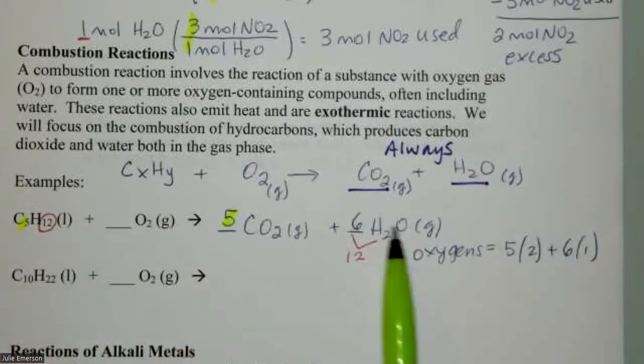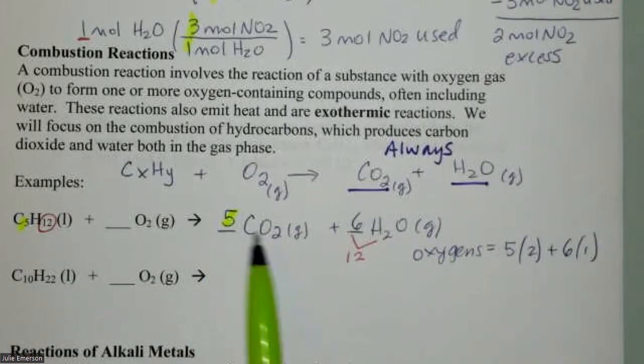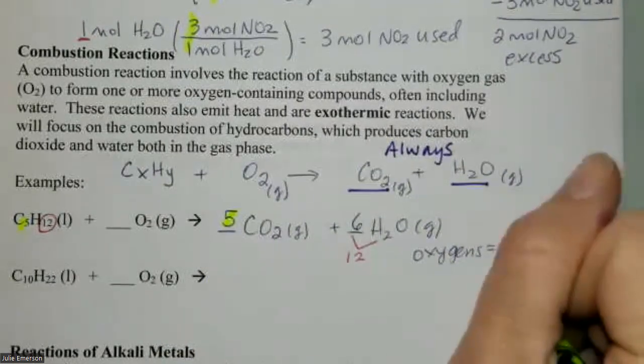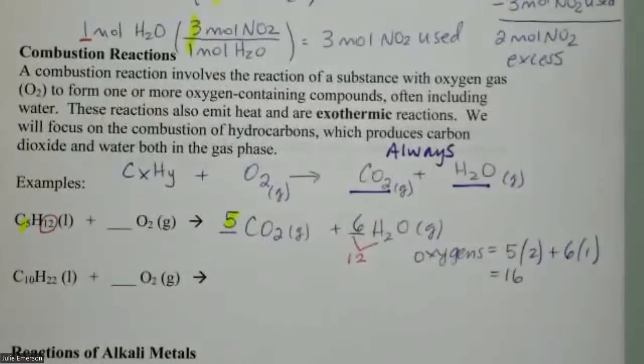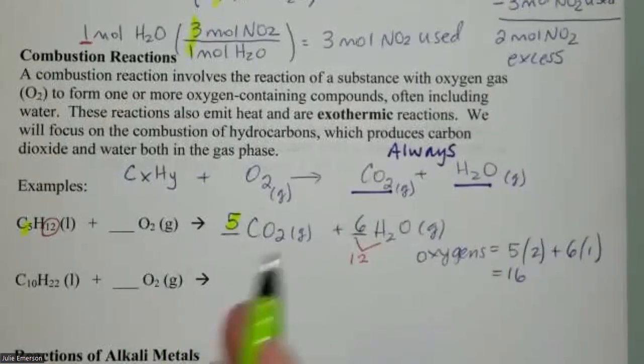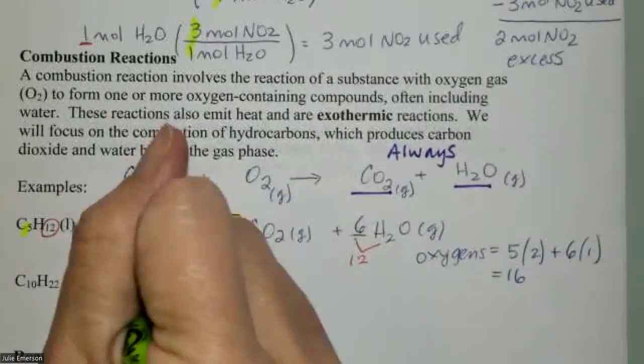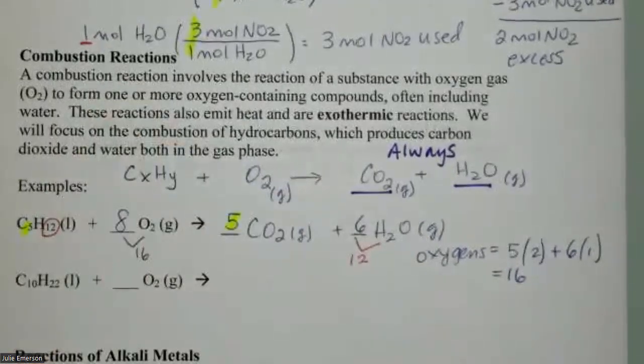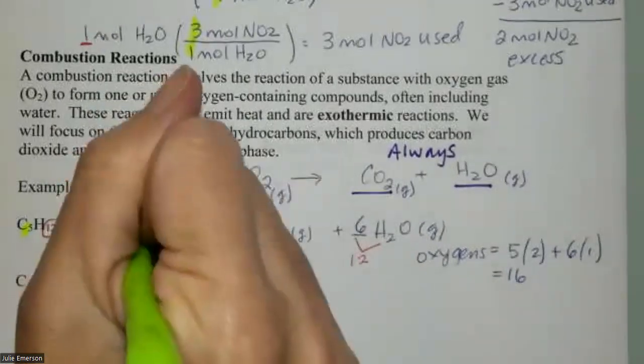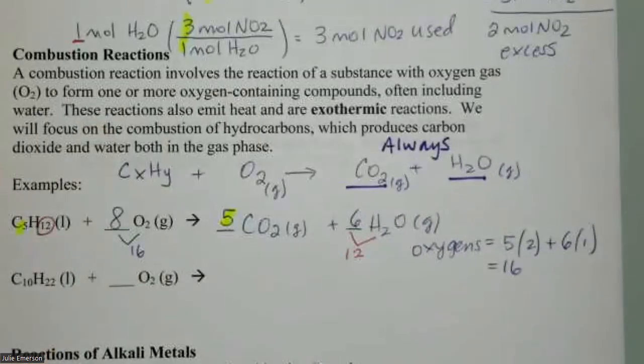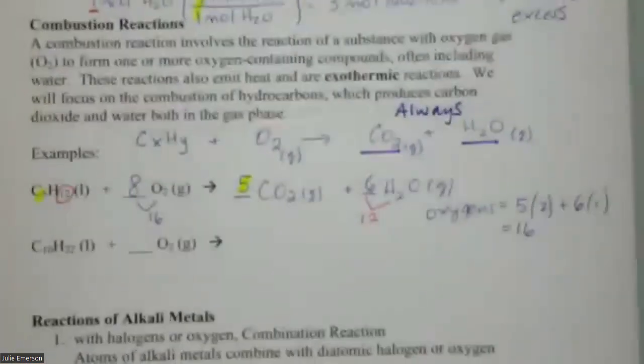So 6 oxygens in the water plus another 10 oxygens in the CO2 means I have a total of 16. So on the reactant side, to get a total of 16, I need to put an 8 in front of O2. And that is our balanced combustion equation. Nice and simple.